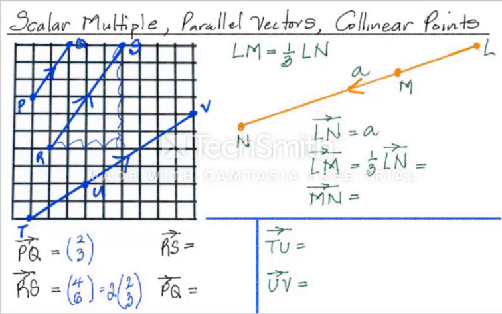All right. So what we can see here is that the vectors PQ and RS have the same base vector, and that base vector is the column vector 2, 3. But the vector RS is 2 times the vector PQ. So the vector RS is 2 times the vector PQ.